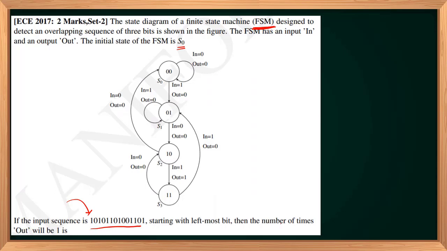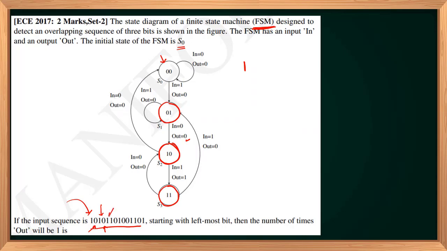Okay, so I'm starting from state S0, and my input is 1. So if input is 1, I will go to the second state with output equal to 0. Then comes input 0. If input is 0, goes to S2 state with output equal to 0. Then comes 1 again. Then I go to third state, S3 state with output equal to 1. So I have a 1 out. Then comes 0. Here 0 comes, I am going to S2 with output 0.